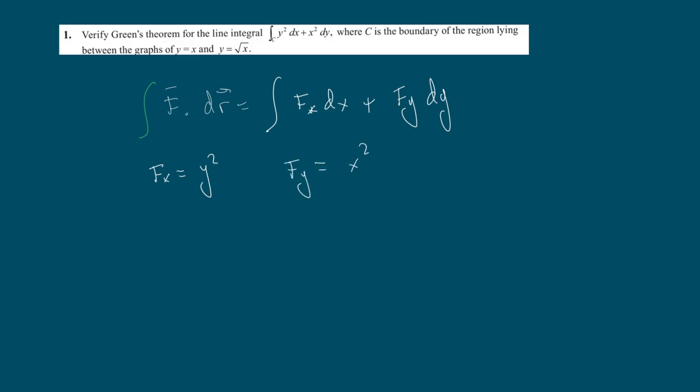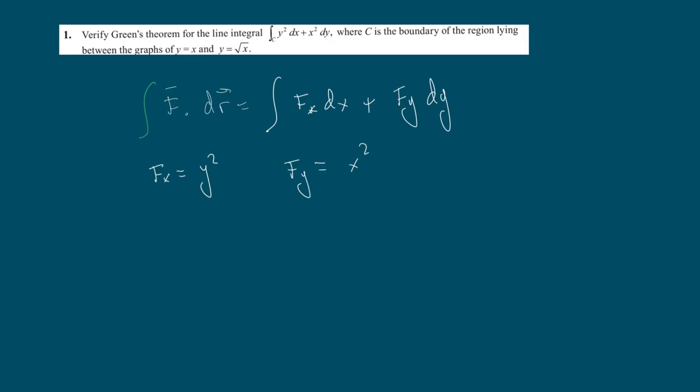So here the line integral that they ask us to work with is the line integral of F dot dr, or F_x dx plus F_y dy. Then we can recognize that f of x is y squared, so it depends on x and y. F of y is x squared, so in this case it depends only on x.